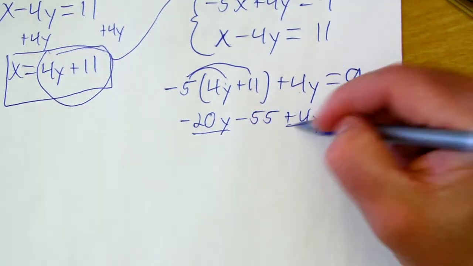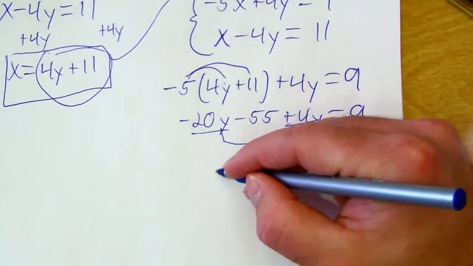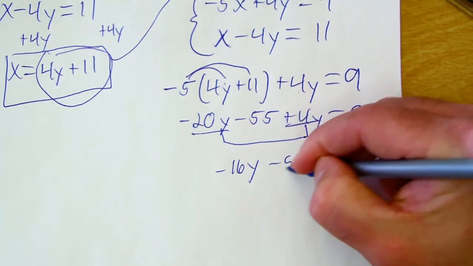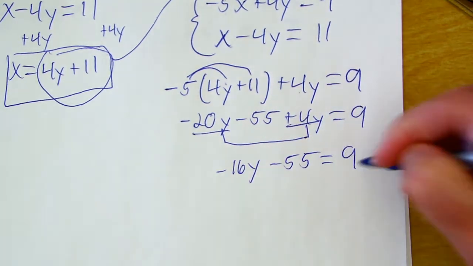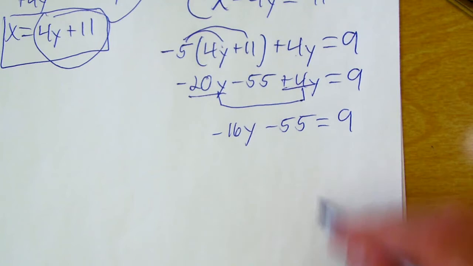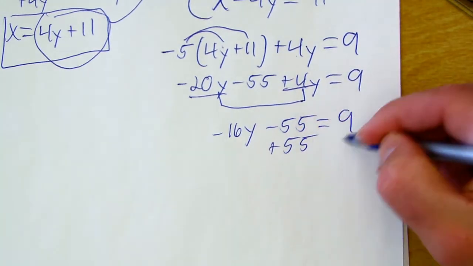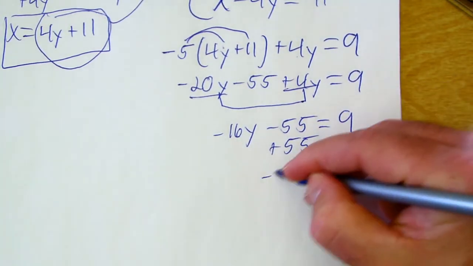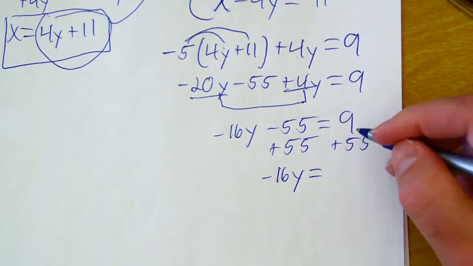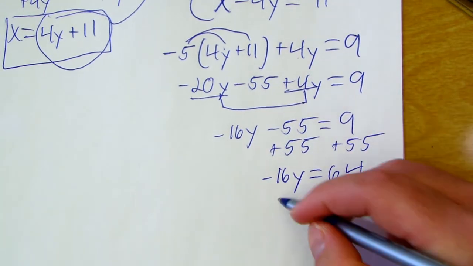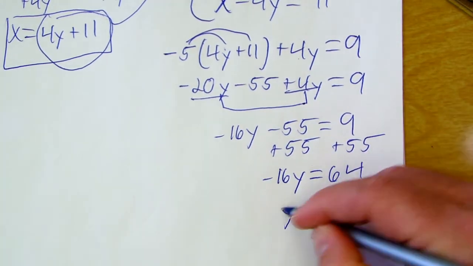Combine your like terms here. So it's going to be negative 16y minus 55 equals 9. Add 55 to both sides. And then you're going to get y equals negative 4.